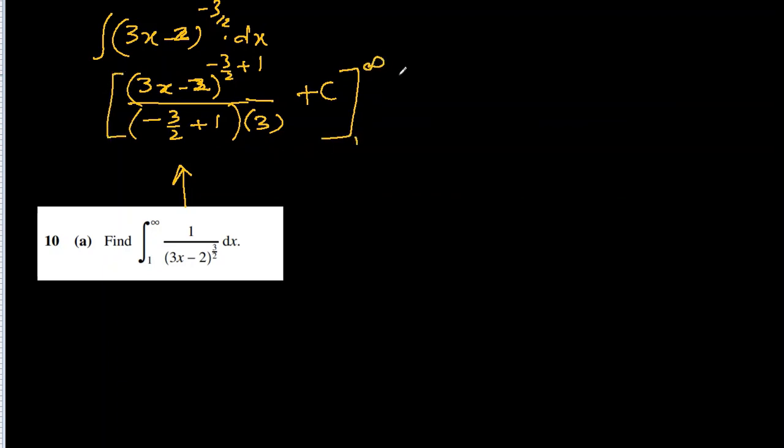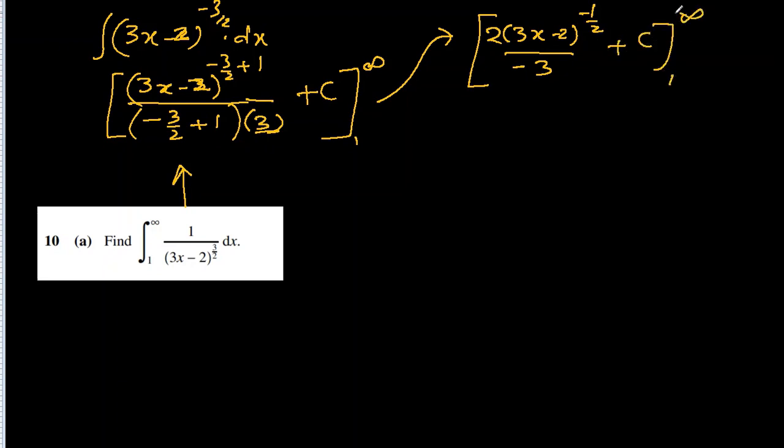It was 1 to infinity, right? Let me simplify this first and then we'll proceed. Okay, the bracket starts again. 3x minus 2 to the power minus half, divided by minus 1 over 2 times 3. In place of minus 1, I'm writing minus 3 because it will multiply with this 3 over 2. So I'm writing 2. Denominator of a denominator becomes numerator, plus c. 1 to infinity. And let's substitute the two limits now.